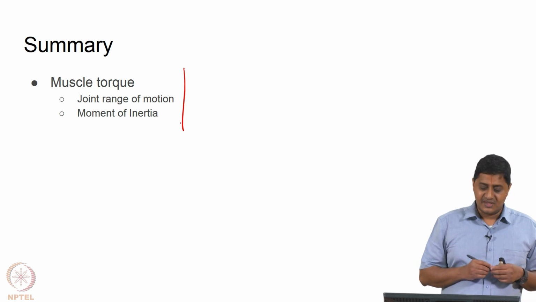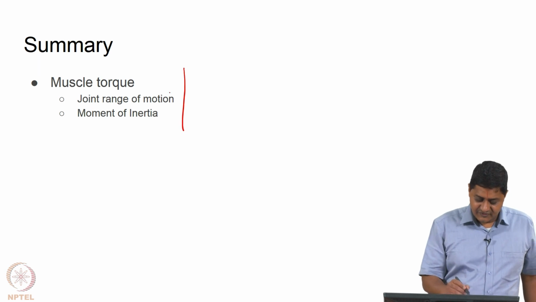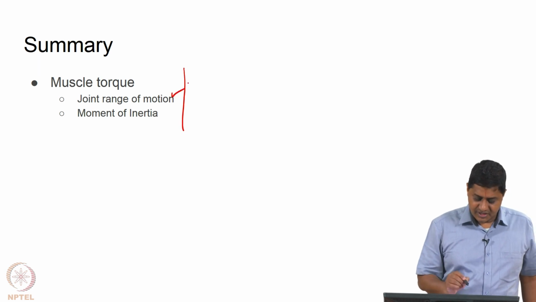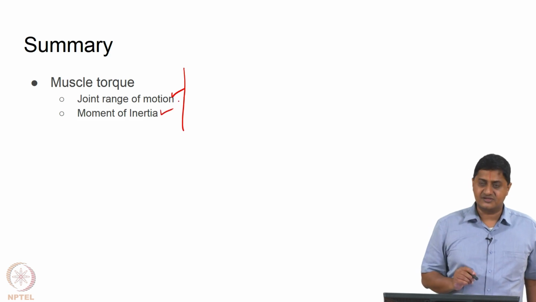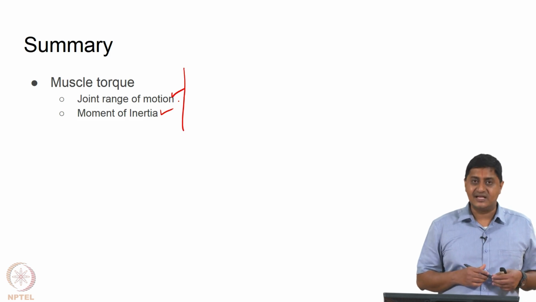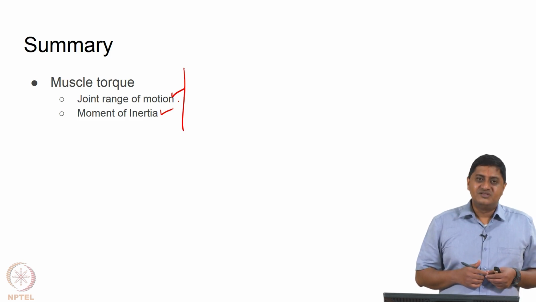Okay. So, in this class we have discussed how joint range of motion affects muscle torque that is produced and how moment of inertia affects muscle torque that is produced. We have also discussed learning and skill level and other such things. So, with this we come to the end of this lecture. Thank you very much for your attention.